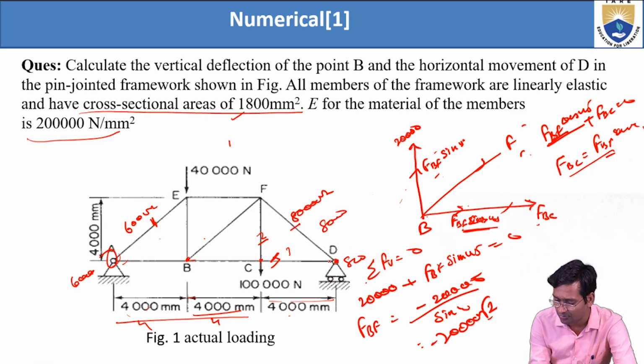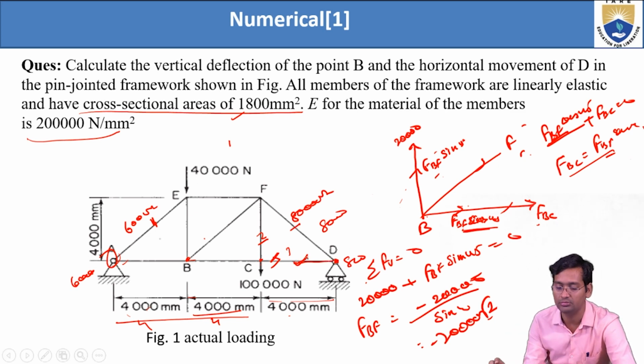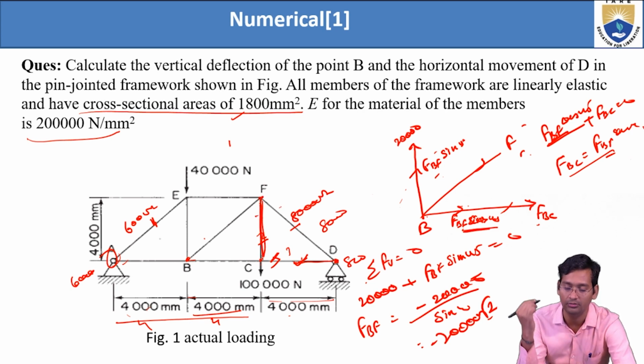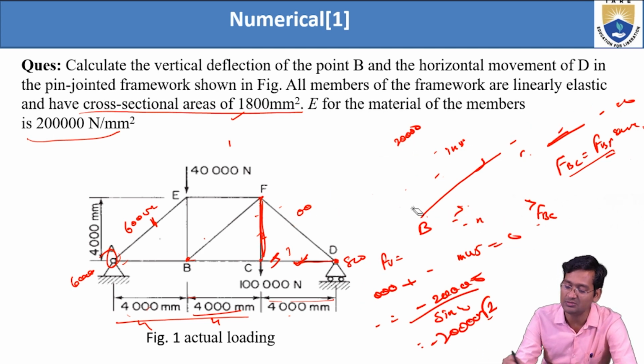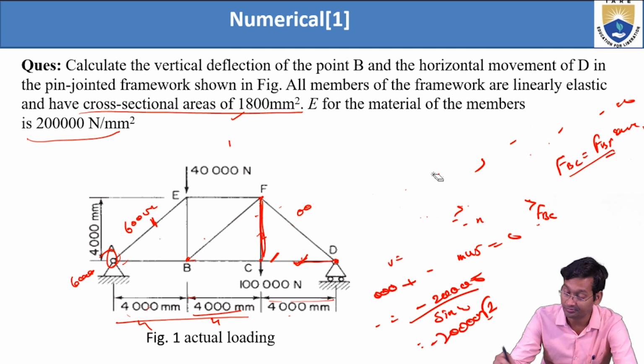Now you know this one. From the same, you can find this. Once you know these two, only this is left, that by using this point, you can find this one. Hence, all the forces you can find. This method is called as what?